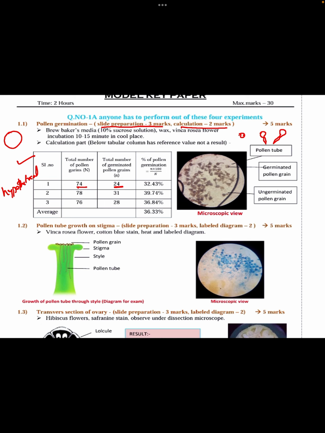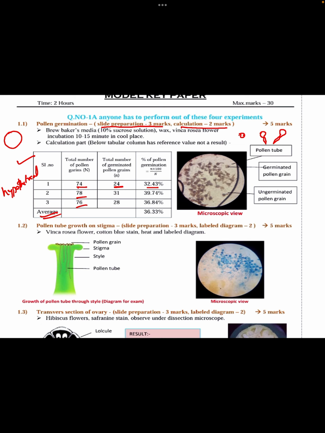You will get the percentage of pollen germination, that is n by N into 100. You know the formula for it. You have to mention the formula: percentage of pollen germination is equal to small n into 100 by capital N, that is 24 divided by 74 into 100. This is one value, and if you are taking 3 readings or 2 readings, you have to take the average. The second reading in the microscopic field will be 78 and 76.